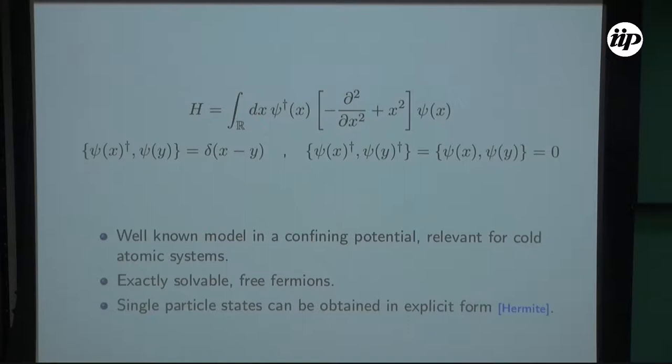x squared potential. Of course, this has been studied to death. It's also relevant to cold atom physics. As I said, it's exactly solvable. It is a free fermion Hamiltonian because it's quadratic in the fermion operators. And the single particle states you can obtain in explicit form. To get them, it's exactly the same problem as solving the quantum harmonic oscillator. So in particular, the eigenstates are given by some Hermite polynomial. Okay, so this is a well-known problem.